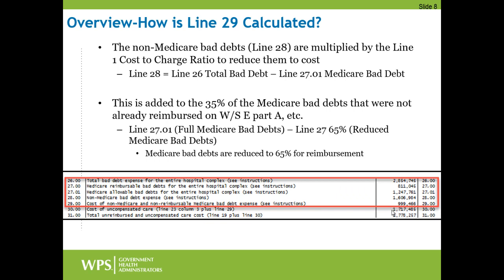And then line 30 takes that cost of the bad debts and adds it to what we had back on line 23 with the charity care after reducing it for the payments. So line 30, as I said earlier, is going to be the total amount that's used. Line 31, it might be used in the future. It might be used for other programs, but at this point, Medicare does not use line 31 for the DSH Uncompensated Care Payment, at least.